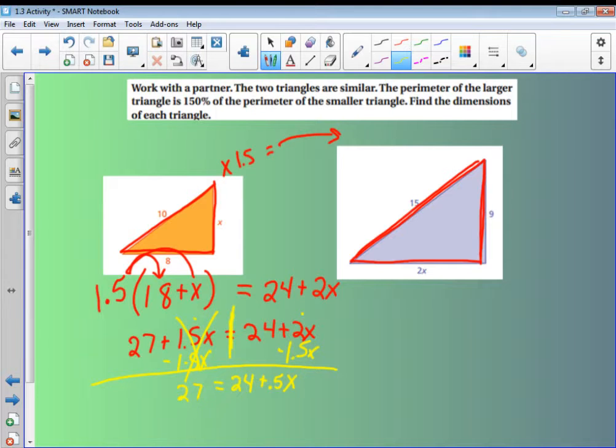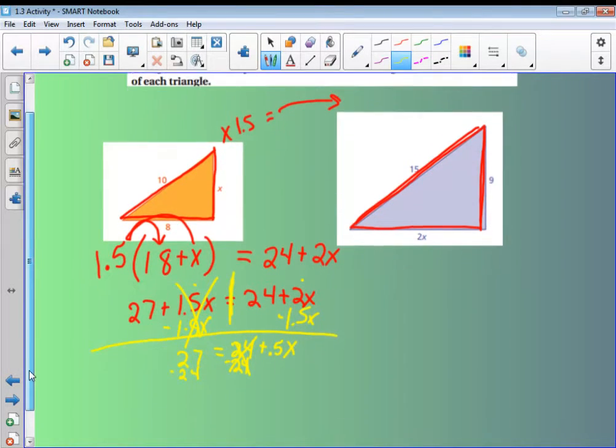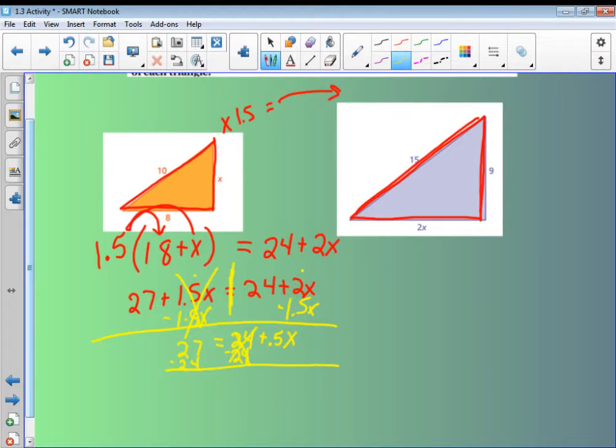Now I'm going to get rid of this 24, so minus 24, because I want to find out what x is. Move this down a little bit. Okay, so now I get 3 here equals 0.5x. Okay, so now I'll divide by 0.5. Divide by 0.5. 3 divided by 0.5, if you need to use your calculator, go ahead and do that, but it's going to give me, I believe, 6.